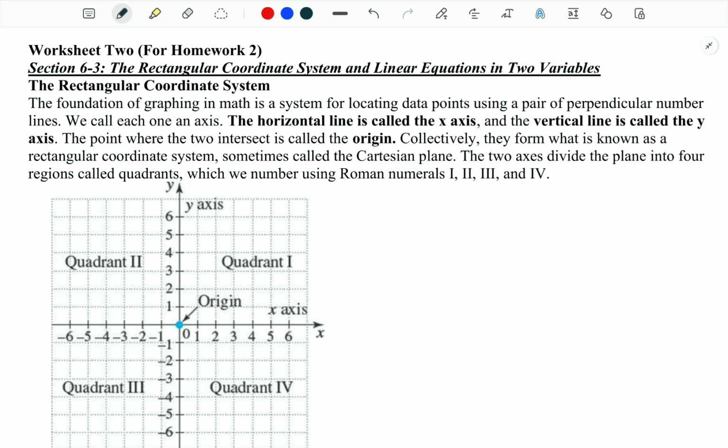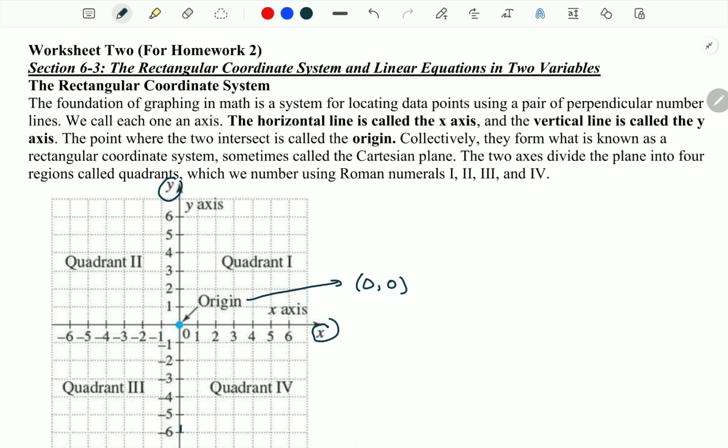It says here, the foundation of graphing in mathematics is a system of locating data points using a pair of perpendicular number lines. They're perpendicular because when they intersect each other, they make a 90-degree angle. We call each one an axis. The horizontal line is called the x-axis, which is right here. The vertical line is called the y-axis, which is here. The point where the two intersect is the origin, and the origin has the coordinates of 0 and 0.